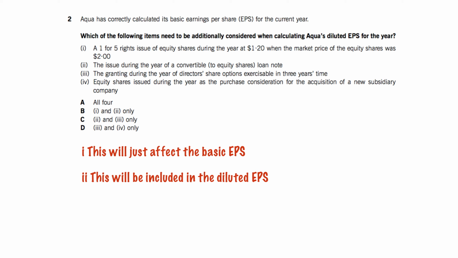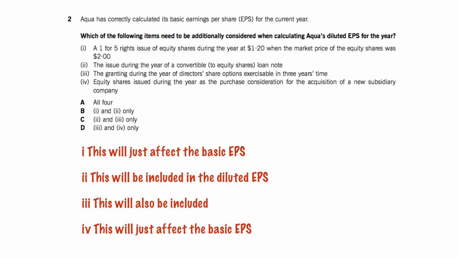Granting of share options. Yes, that's the other thing that will affect diluted earnings per share. So we know that 4 mustn't be right then. And it's equity shares issued during the year for a new subsidiary. Well, again, those have actually been issued, so those will be included in the basic earnings per share. So that won't affect diluted earnings per share. So the ones we were looking for were 2 and 3, which is answer C. And you should have been able to do that if you knew your calculation for diluted earnings per share.